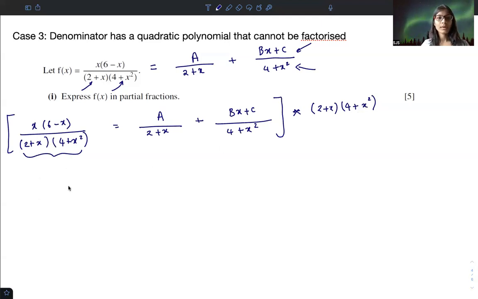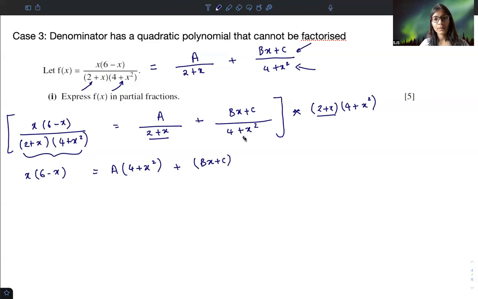So now if I do that, in the left hand side we are left with x multiplied with 6 minus x. In the right hand side we have a. This 2 plus x will cancel out with this 2 plus x, so we will have 4 plus x squared plus bx plus c. Now this 4 plus x squared will cancel out with this 4 plus x squared, so we'll be left with 2 plus x.